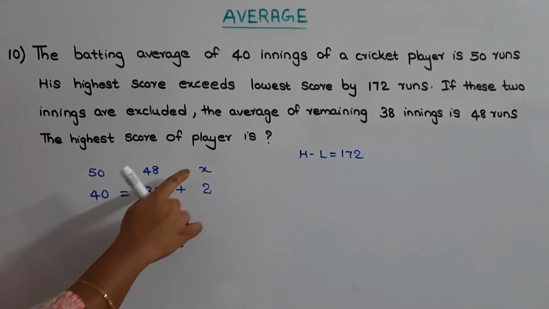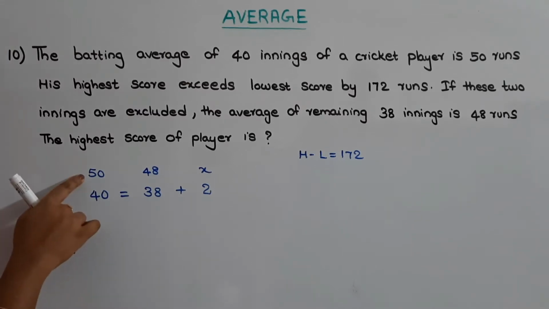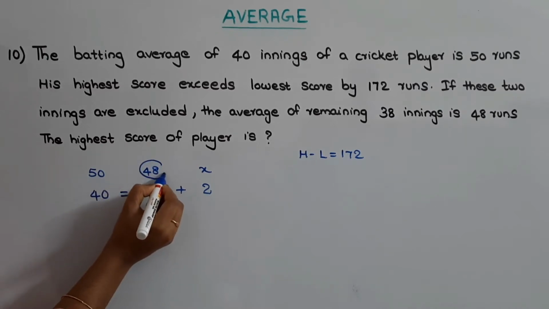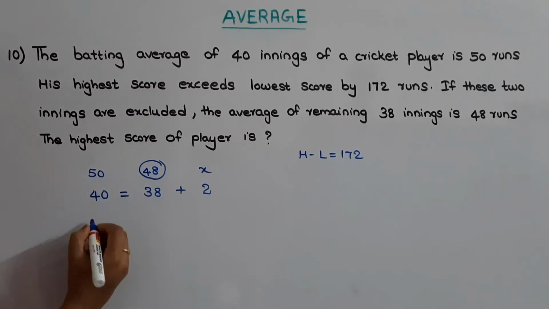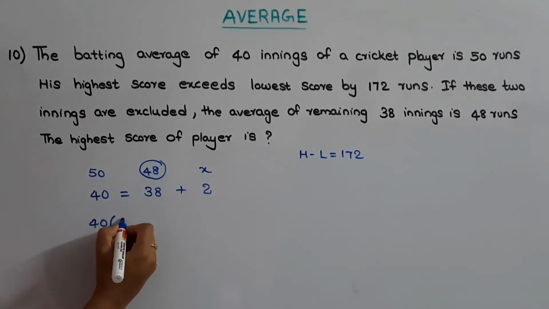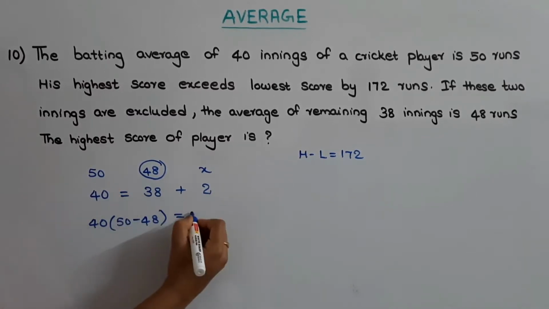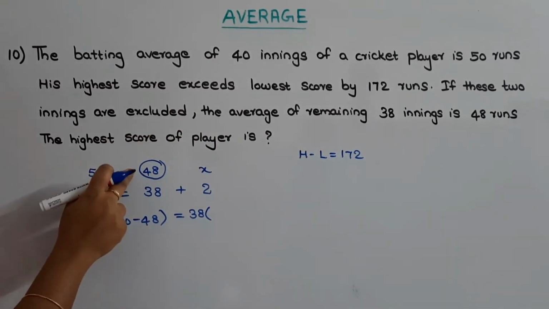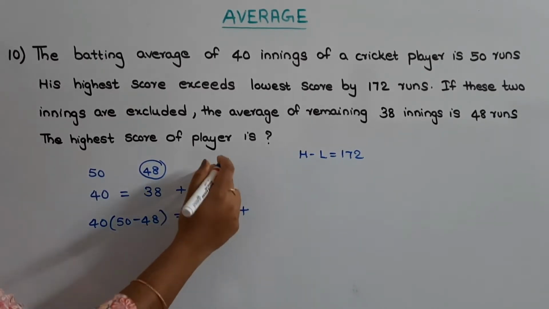So first let us find out the increase in the average runs. So for that take either this 50 or this 48 as a reference average. Always take the smallest value as the reference average for convenience. Now multiply this 40 by the difference between its average and reference average. So multiply this 40 by 50 minus 48. That is equal to multiply this 38 by its average minus reference average. Its average as well as the reference average is 48. So this will become 0 plus 2 into X.